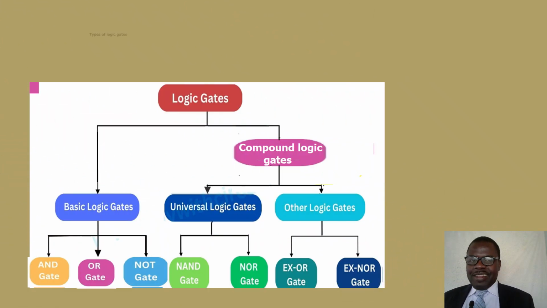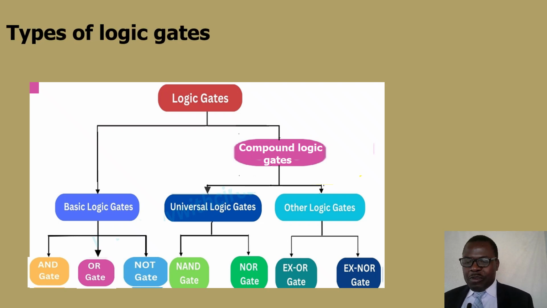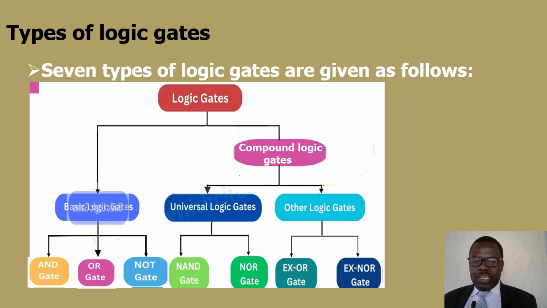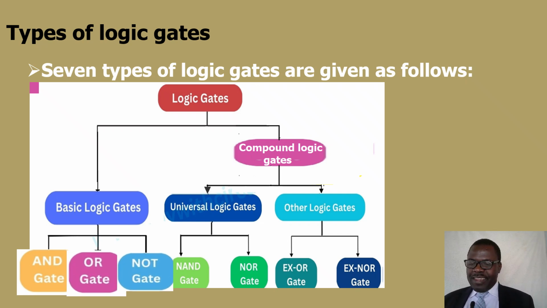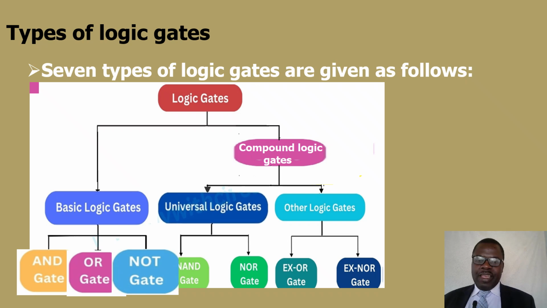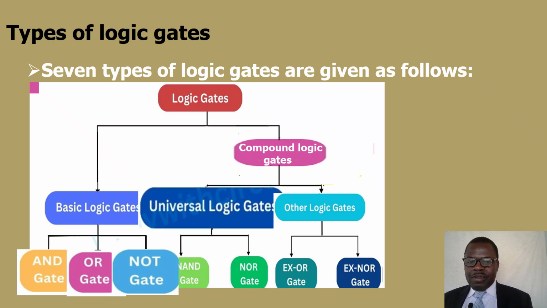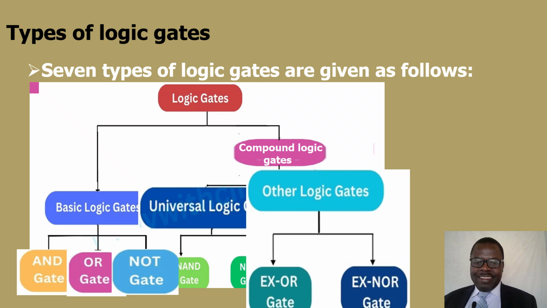Let us now consider different types of logic gates. Logic gates come in two main groups. We have the basic logic gates and the compound logic gates. Basic logic gates include the AND gate, the OR gate, and the NOT gate. Then we have compound gates, which include the universal logic gates, the NAND and NOR gates, and other logic gates, which are the XOR and the XNOR logic gates.